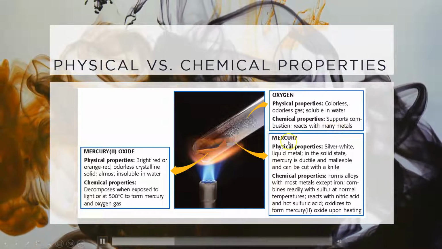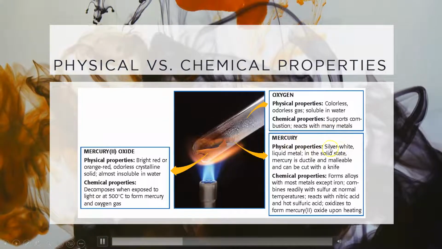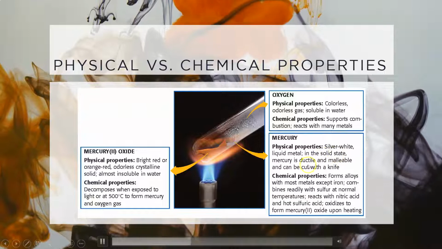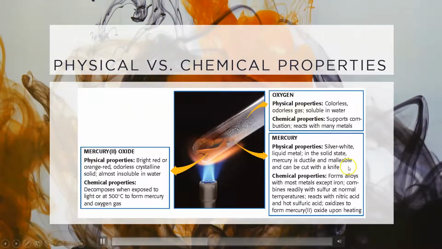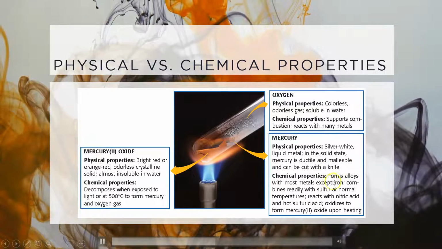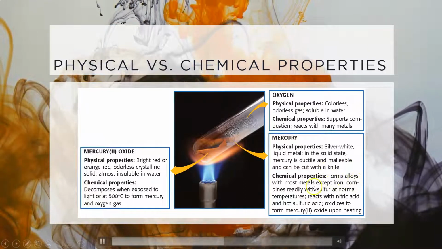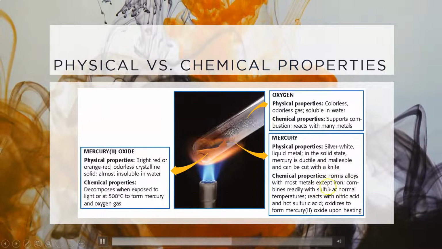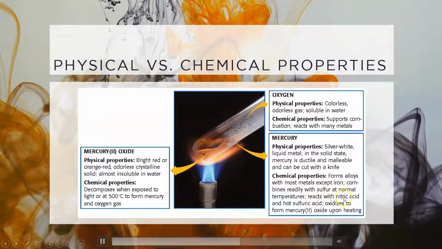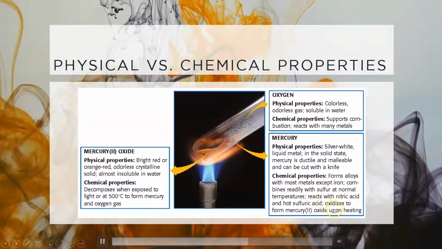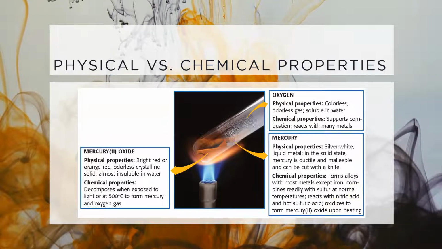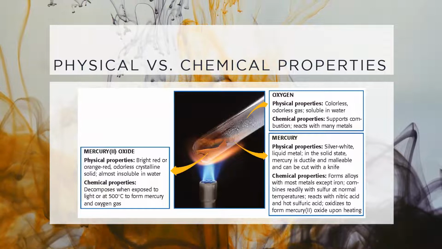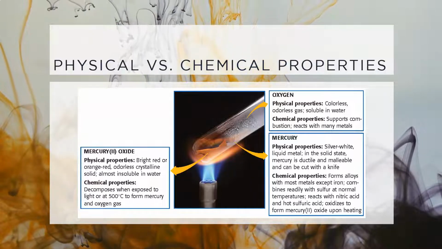And then on the other hand, you see some physical properties of mercury. It's silver, like its color, what state it's in. It's ductile, it's malleable, you can cut it with a knife. But some of the chemical properties is that it forms alloys with most metals, it combines with sulfur, and it oxidizes with heating mercury 2 oxide. So just to sort of summarize some ideas for physical properties versus chemical properties.